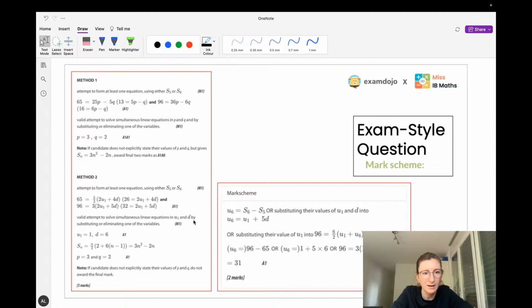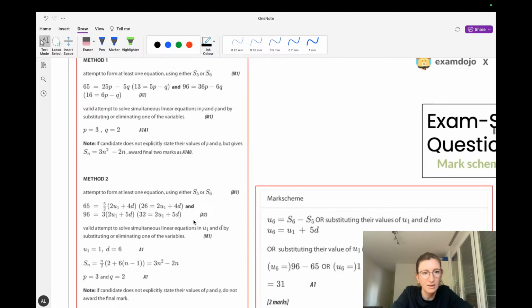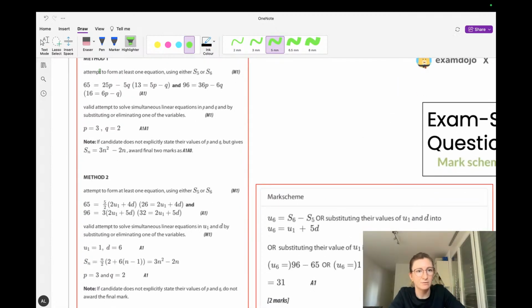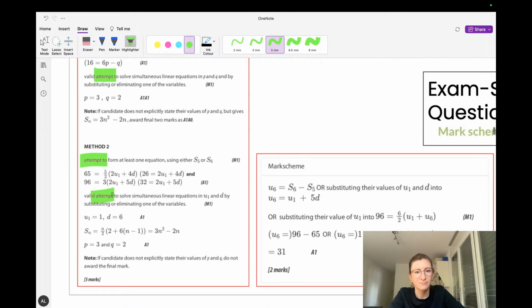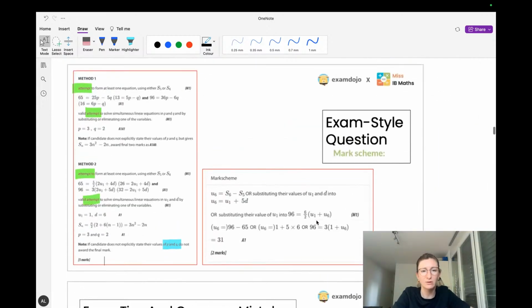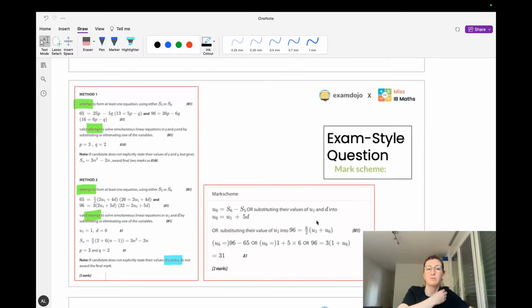All right, so again, attempt marks, attempt. Make sure that you state your values of P and Q. If you don't do that, you don't get the final mark. You have to say P equals 3 and Q equals 2. Very important for all questions in general. And you could find different ways to do it, but it was only 2 marks. So if it seems like you're doing too much for how little marks it is, you might be doing something wrong.